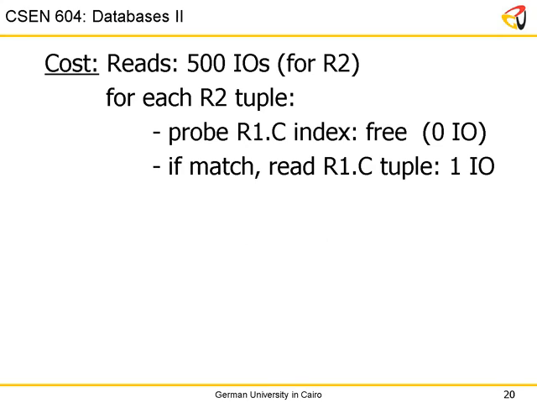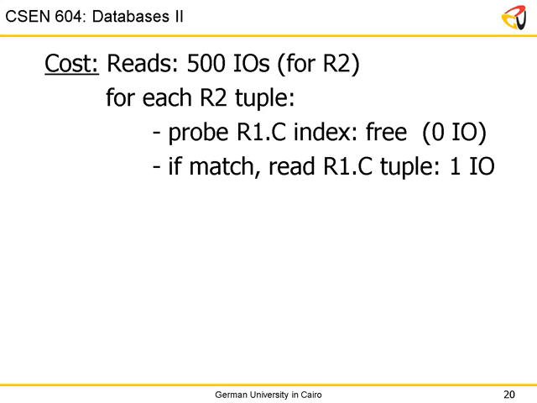So let's do some computations. Remember, R2 had 5,000 rows, 10 rows per page. Since it's contiguous, I will spend 500 IOs reading all of R2. Now, for each tuple I get from a specific page in R2, I will go and look up in the R1.C index. That's free because the index is in memory, so there is 0 IO cost.